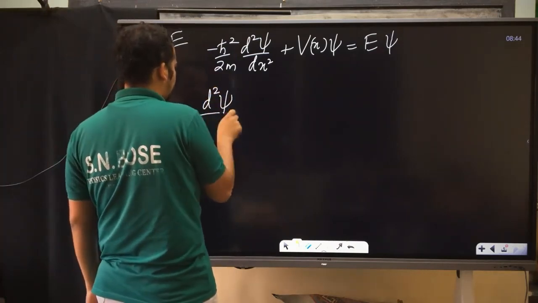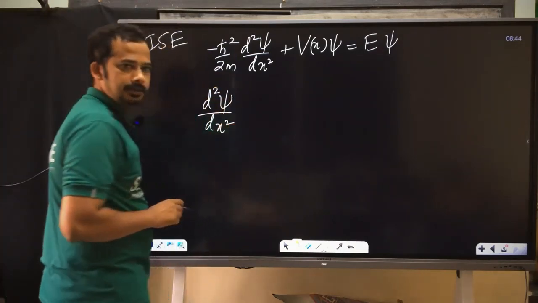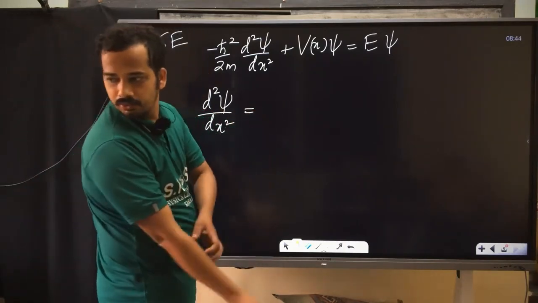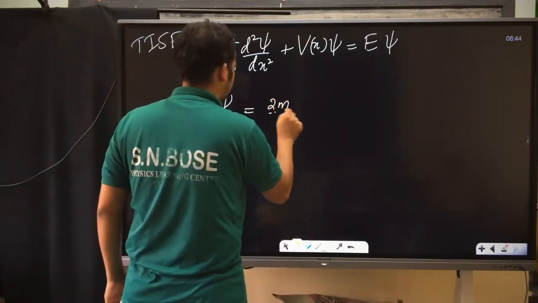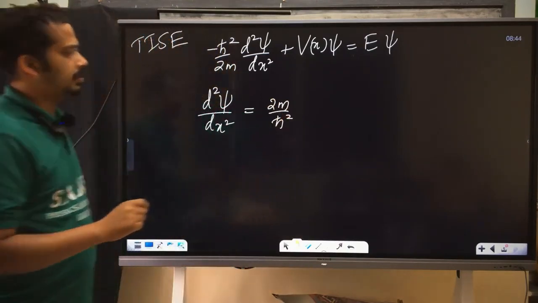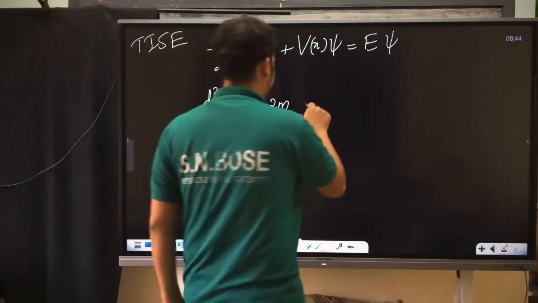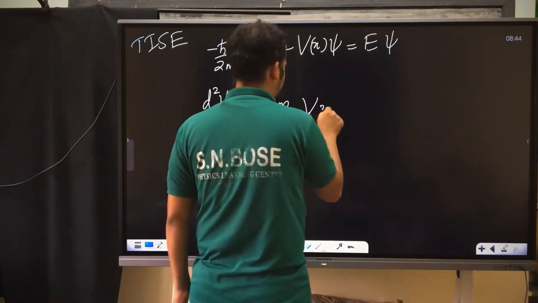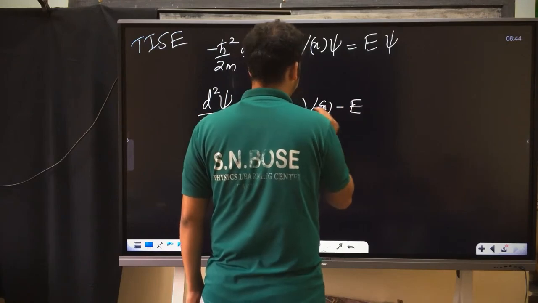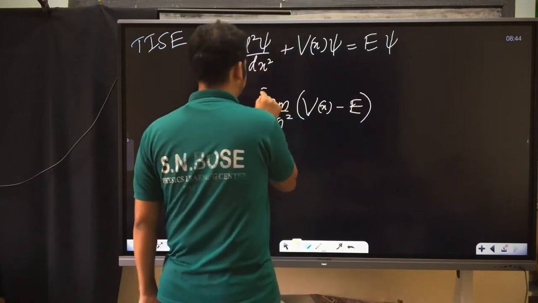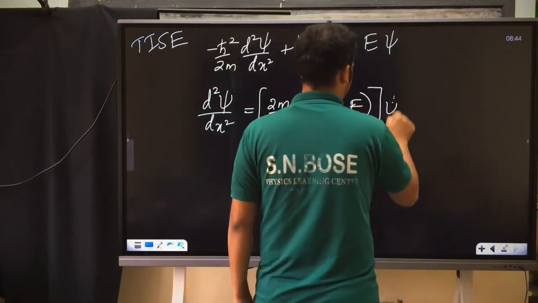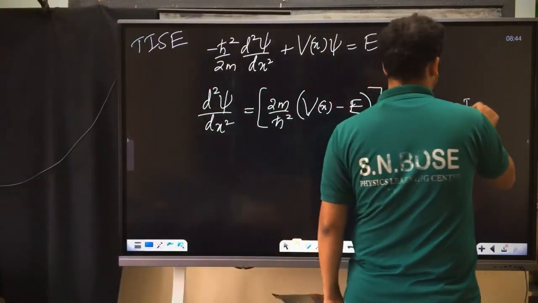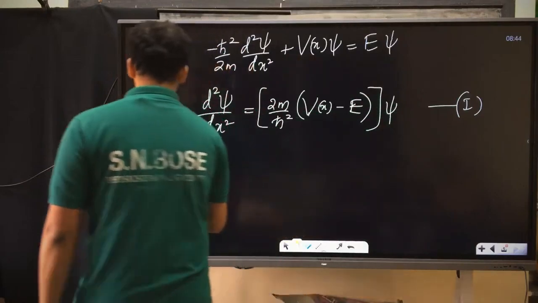d squared psi by dx squared is equal to, can I write, 2m by h bar squared. Check this out: V of x minus E, or E minus V of x? V of x minus E, multiplied with psi again. I'll just keep this one as one equation. The question will be like this.